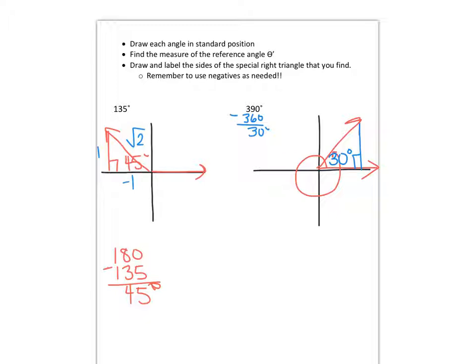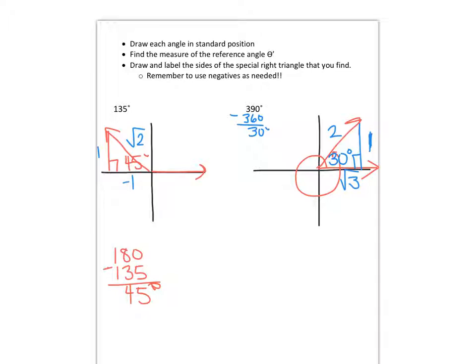Now that's always a little harder to do because you have to remember which side goes across from the 30. The smallest side goes across from the 30, so that's going to be the 1. The hypotenuse is 2 because that's the biggest side. And then across from the 60 goes the square root of 3. Since these measurements went right, that's positive, and up, that's positive, so we don't need any negatives on this picture.